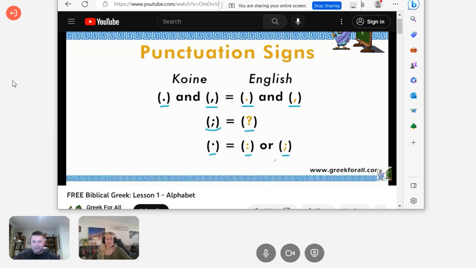All of the rules of phonetics and pronunciation and punctuation in Greek. Let's look at a few examples and practice reading Greek words.